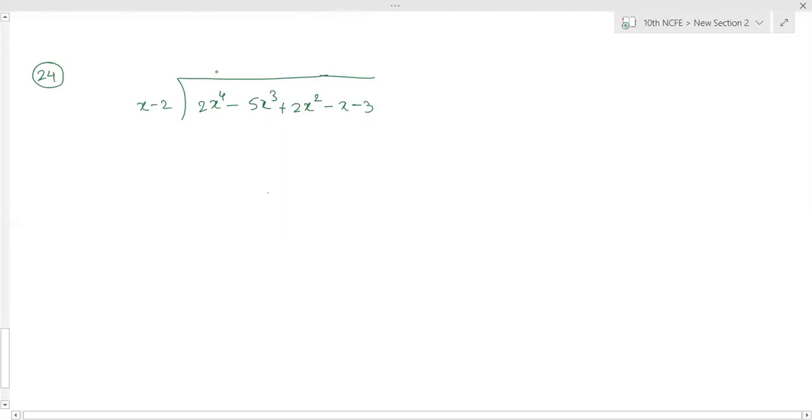Tanya, whatever method you have done is also right, but this is in general for everything you can use. So here 2x cube is the quotient. 2x to the power 4, we have to divide with x. We will get 2x cube as a quotient. So 2x to the power 4, 2x cube times minus 2 is minus 4x cube. Subtract: minus becomes plus, this gets cancelled. Minus x cube plus 2x square minus x minus 3.